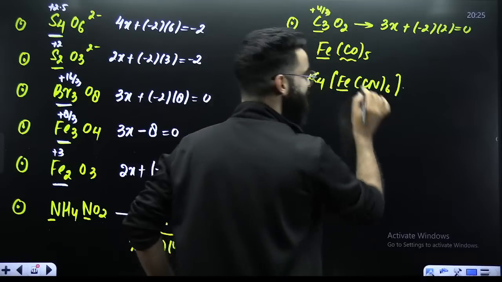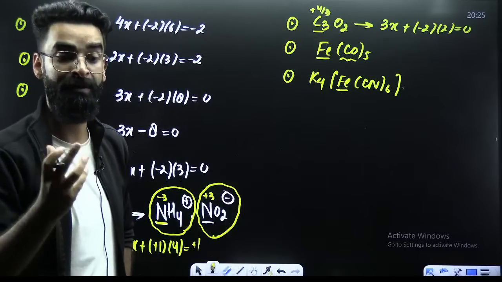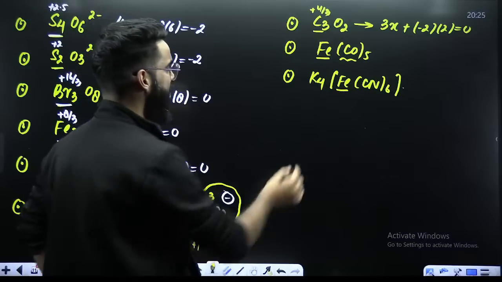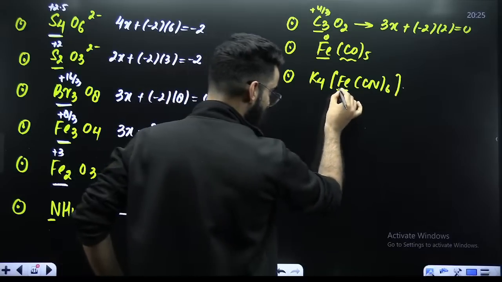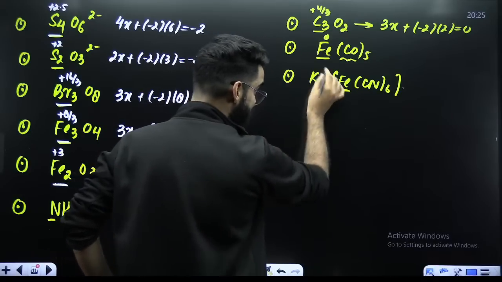This is carbonyl, CO, carbonyl. It's neutral. Remember this, it's neutral. Okay? If it is neutral, it does not carry any charge. Oxidation state is 0.